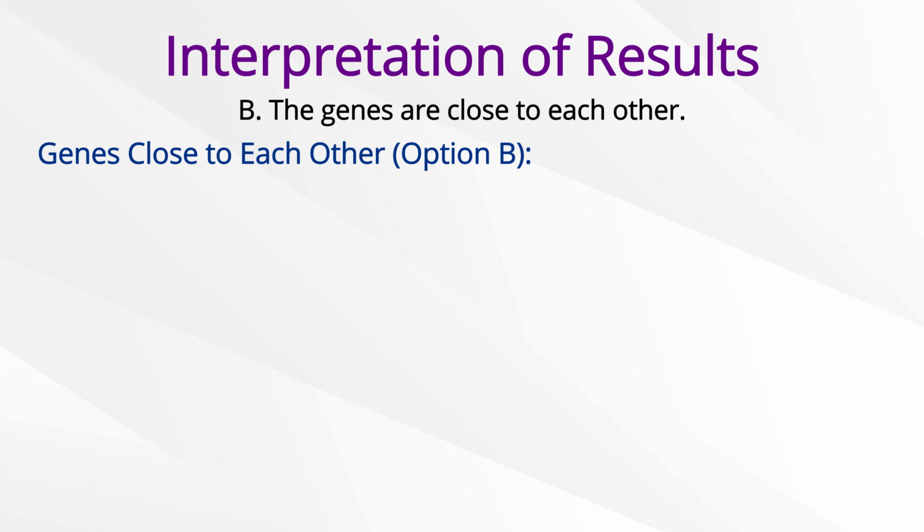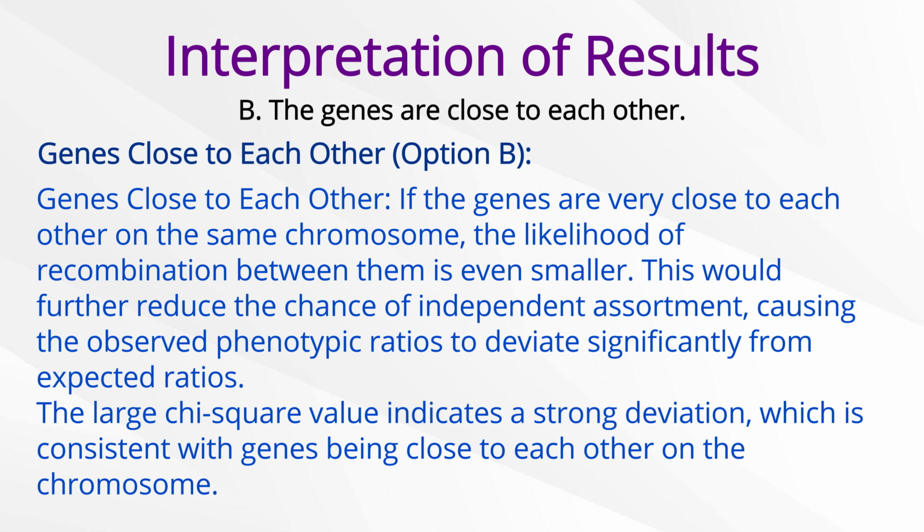Genes close to each other. Option B. Genes close to each other. If the genes are very close to each other on the same chromosome, the likelihood of recombination between them is even smaller. This would further reduce the chance of independent assortment, causing the observed phenotypic ratios to deviate significantly from expected ratios. The large chi-square value indicates a strong deviation, which is consistent with genes being close to each other on the chromosome.